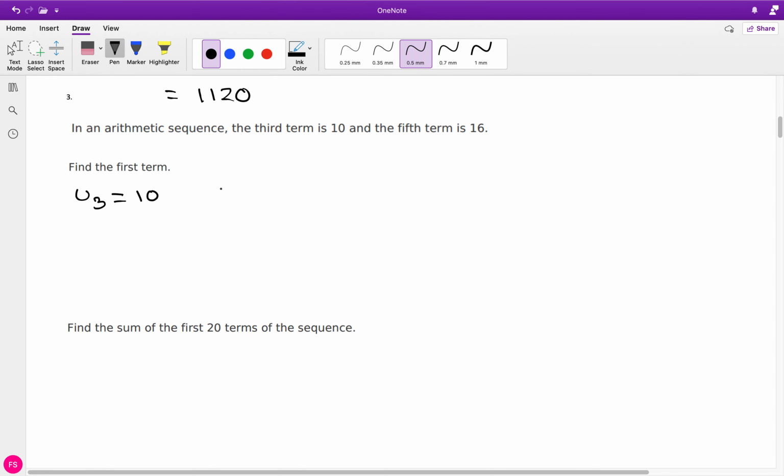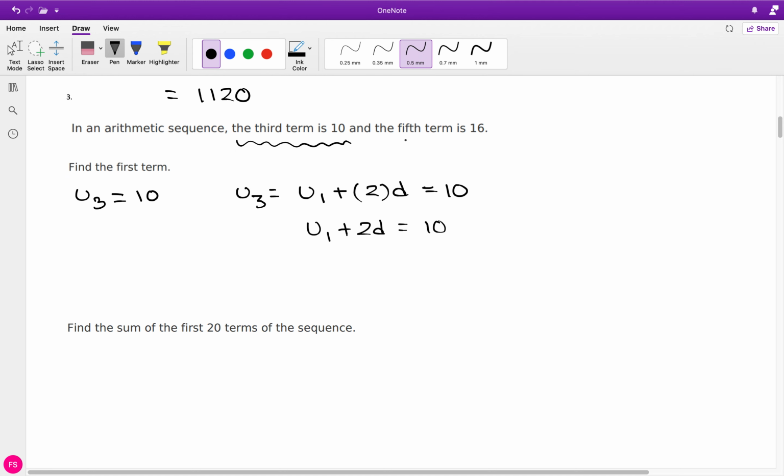u3 equals 10. So you can write an equation with this. u3 equals u1, I don't know what my u1 is, so I will just leave it like that, plus n minus 1. n is 3 for this, so 3 minus 1 is 2, times the common difference. I don't know what this is, so I will just use a d for this. This equals 10. If you write it properly, you are going to have u1 plus 2d equals 10. So this is the first equation that I have from the information that has been given.